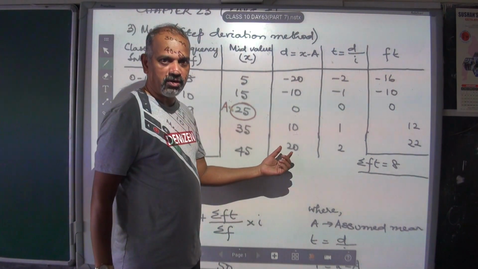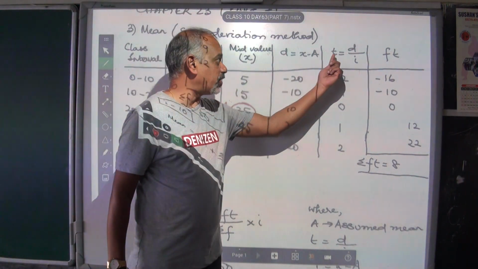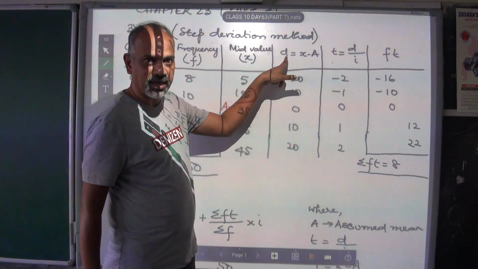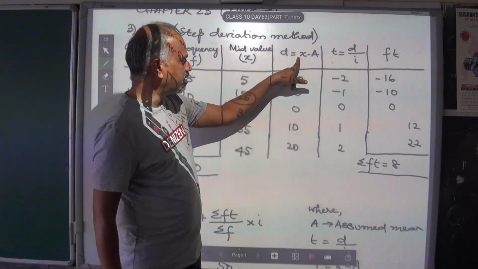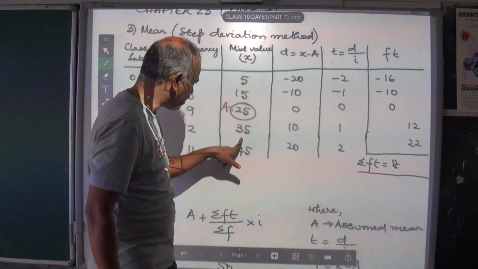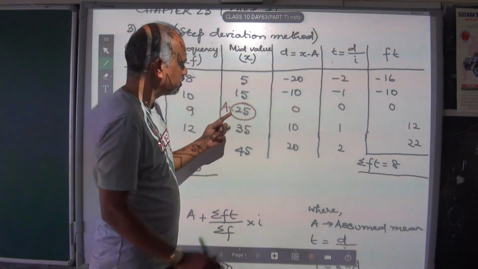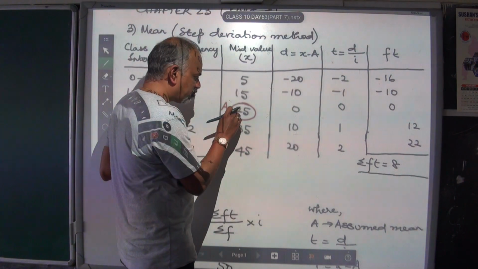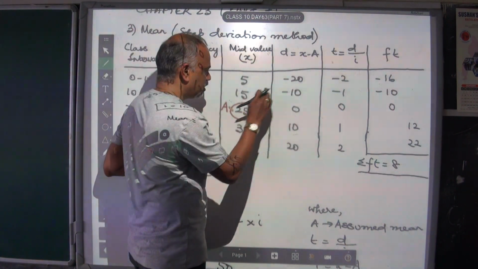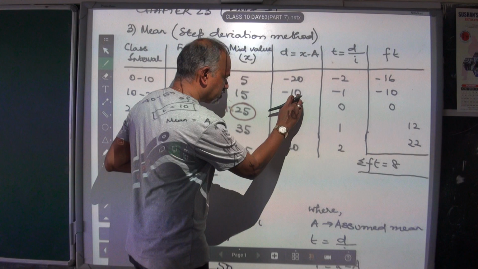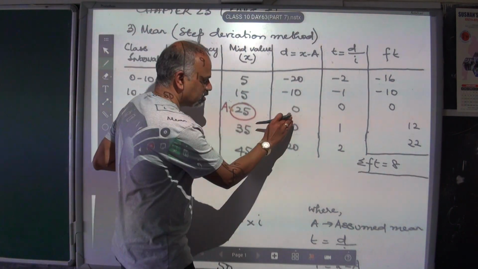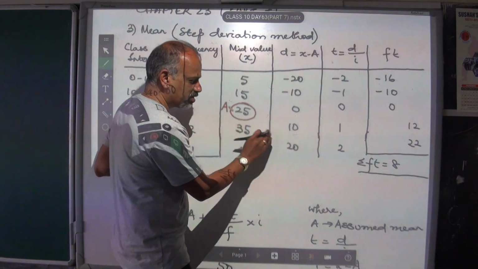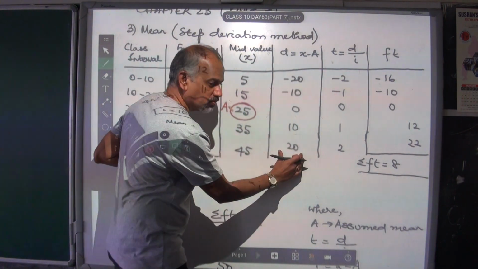The next column that you will find is D value, because to find T value you have to know D value. So next column is finding D value. D is given as x minus A. These are your x values minus A value. That is, first x value is 5 minus A value is 25. 5 minus 25 is minus 20. 15 minus 25 is minus 10. 25 minus 25 is 0. 35 minus 25 is 10. And 45 minus 25 is 20. You got all the D values.